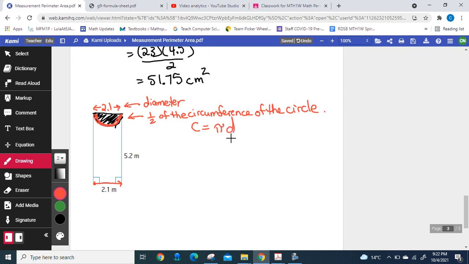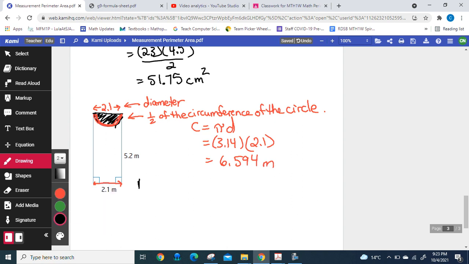So it's pi times d. Remember, pi is 3.14. Our diameter is the 2.1. Multiply those out, and what do we get? 3.14 times 2.1 equals, I get 6.594 meters.